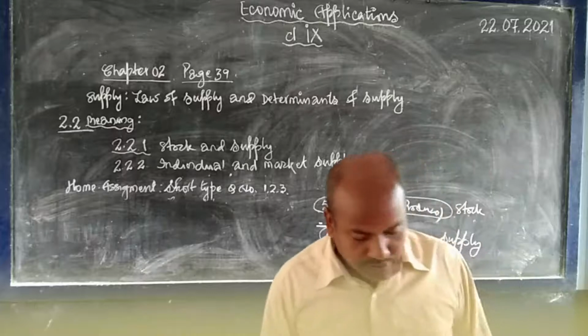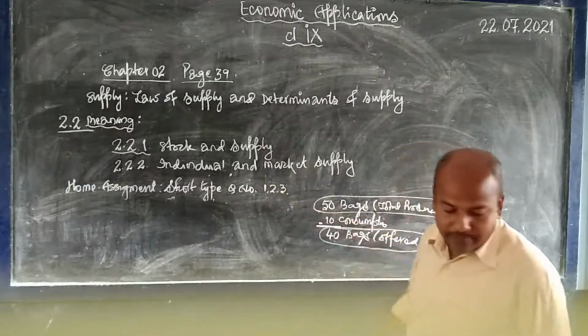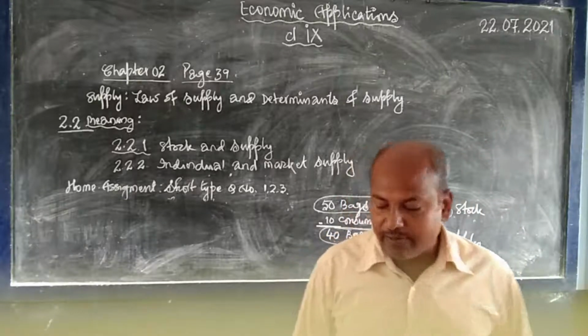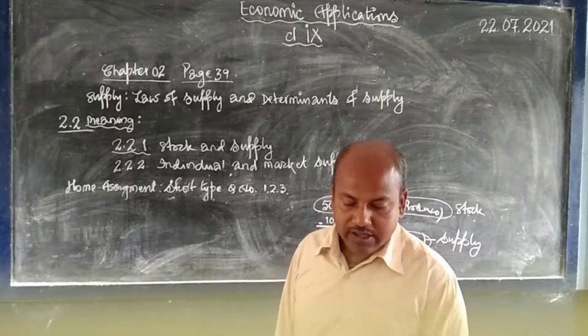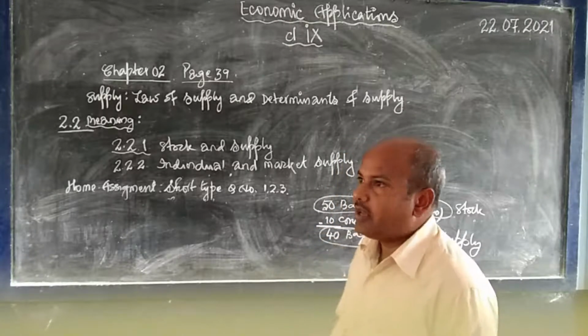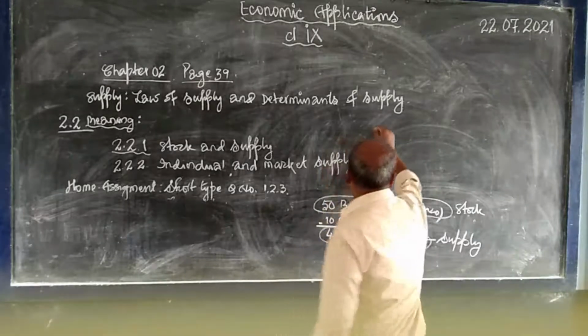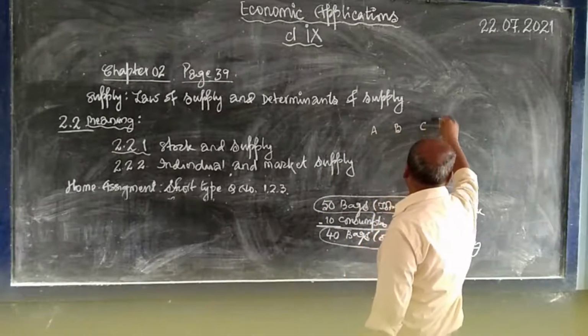Now, dear children, we move on to the next topic, and that is individual supply and market supply. Now what is individual supply and market supply? You know, there is never only one supplier in a market. There may be supplier A, supplier B, supplier C, supplier D.